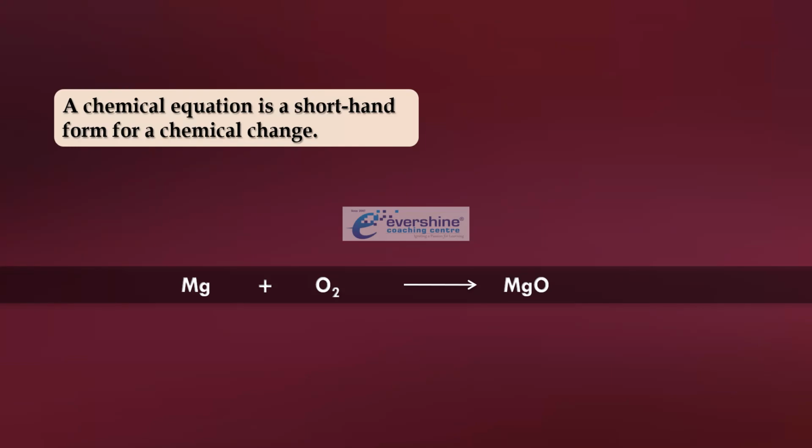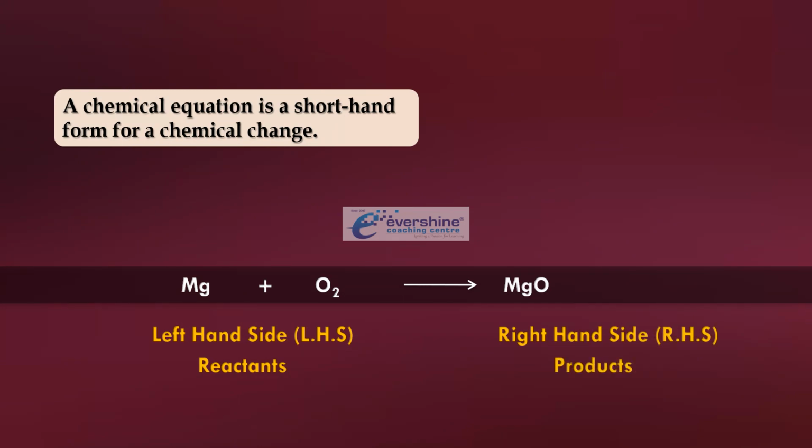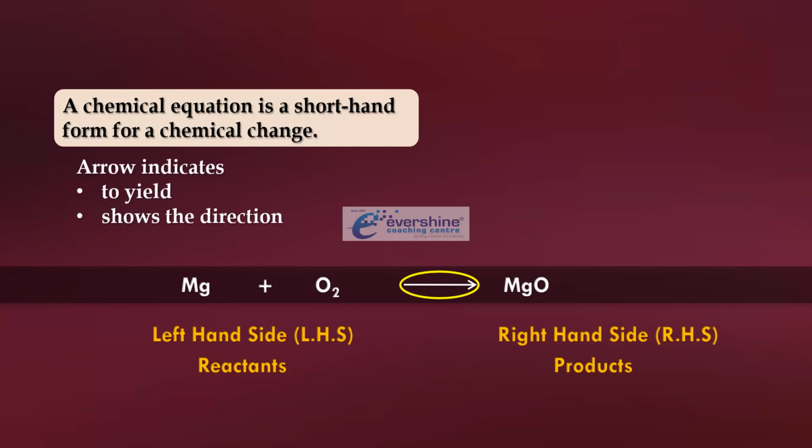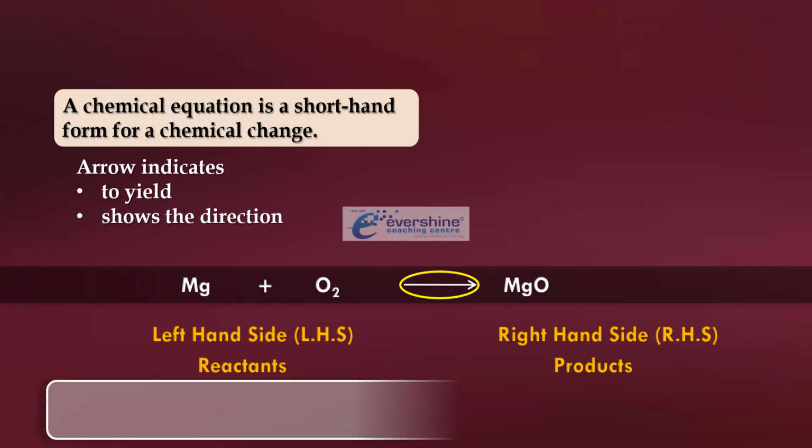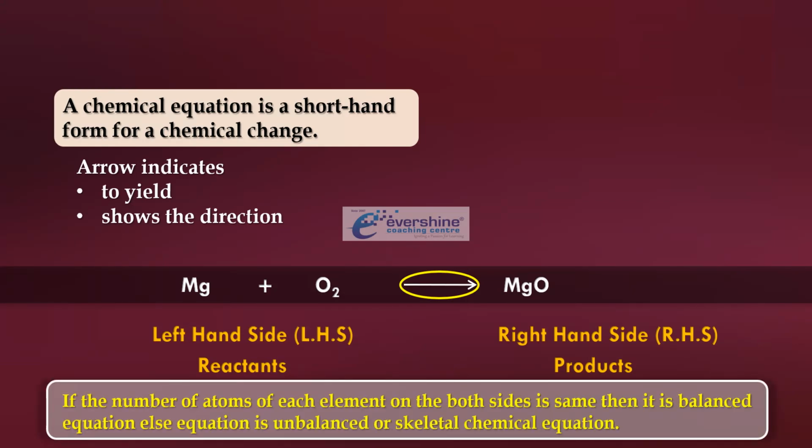So this is still more advanced technology. We can call them as advanced technology. Earlier at least we were writing magnesium, now we came to still more shorthand form, understood how the chemical reaction is going to take place. Again, this is the left hand side, reactant, this is the product side. That is nothing but the RHS side, that we call as products. So the arrow indicates the direction in which the chemical reaction is taking place. If the number of atoms of each element on both sides is the same, then it is called a balanced equation. Else the equation is unbalanced.